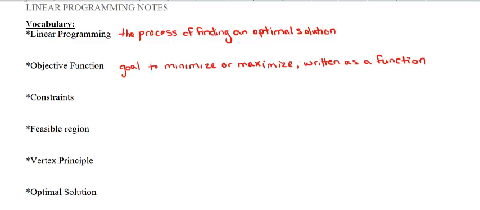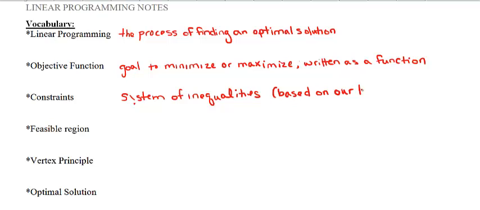The objective function is our goal. It's what we want to minimize or maximize, and it's written as a function. Our constraints then, in life we're always bound by certain constraints. Our constraints are going to be written as a system of inequalities. And I'm just going to write that it's based on our limitations. Sometimes those limitations can include how much of a product we have, or how many hours a worker could work.